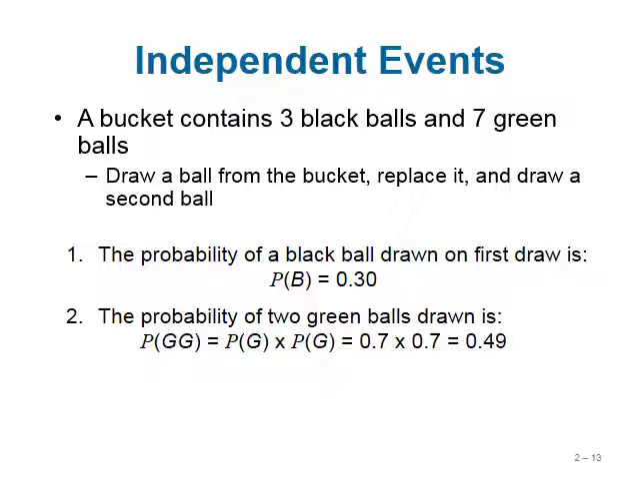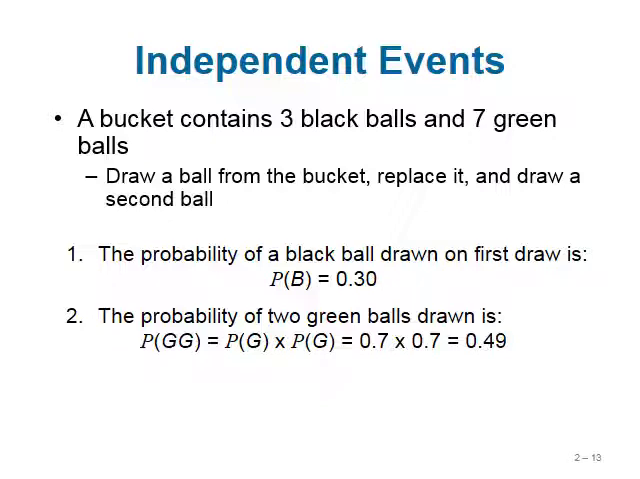Let's look at another example. If we have a bucket of 10 golf balls that includes 3 black balls and 7 green balls, what is the probability of drawing a black ball? Well, we have 3 out of 10 black balls, so our probability is 3 divided by 10, or 0.3, or a 30% chance. If we want to look at the probability on a series of draws, we can calculate that too.